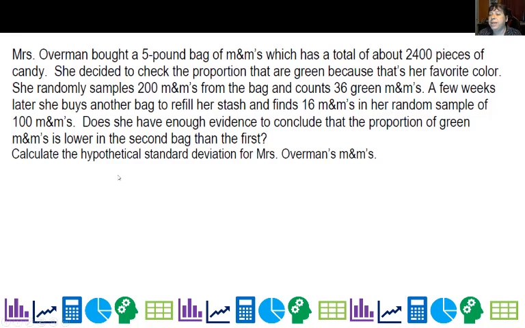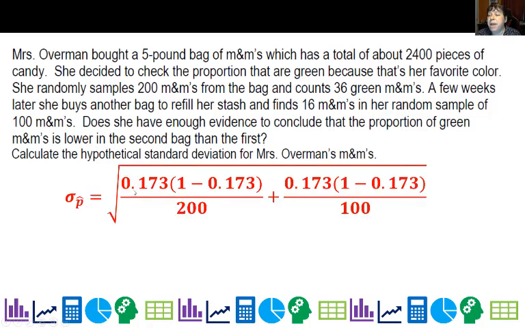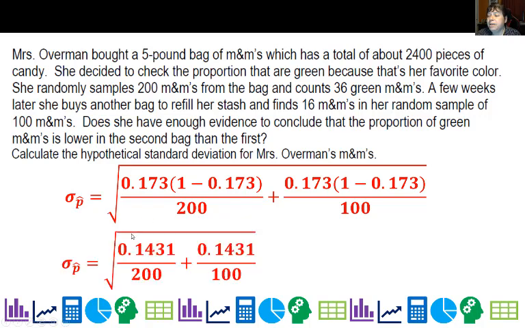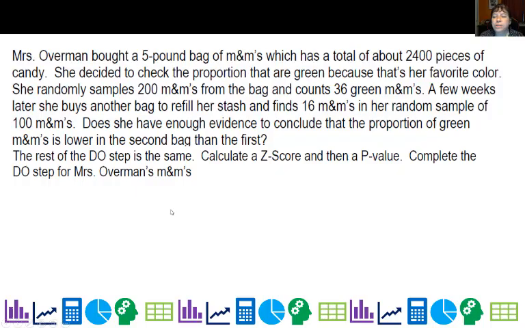Okay, so let's go ahead and calculate the hypothetical standard deviation. Remember my p hat was 0.173, so the only thing different in both of these is the sample size. Simplifying, I get 0.0463 for my standard deviation. Okay, so the next step, the do step, is the same. We're going to calculate a z-score and a p-value. So first of all, I need my point estimate, which is the difference in my two proportions. I have 0.18 minus 0.16, and that's 0.02.